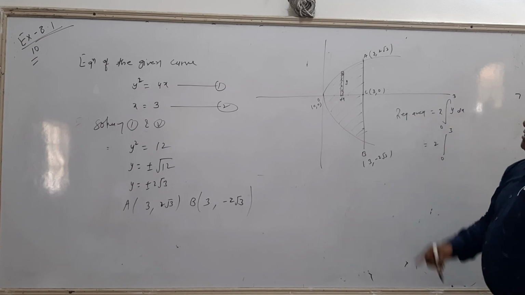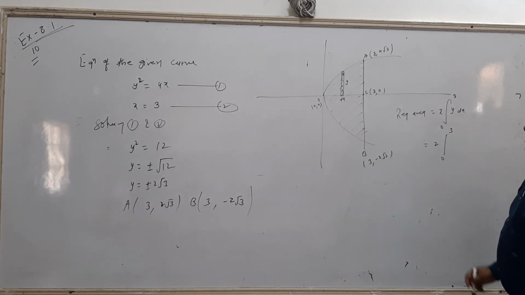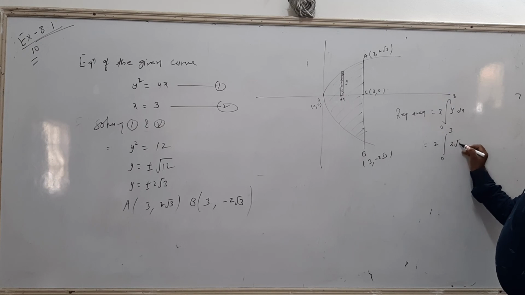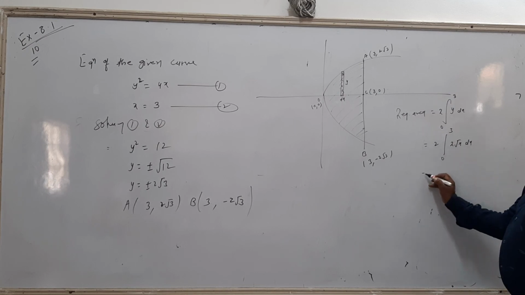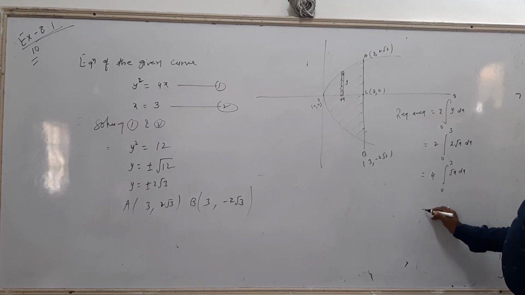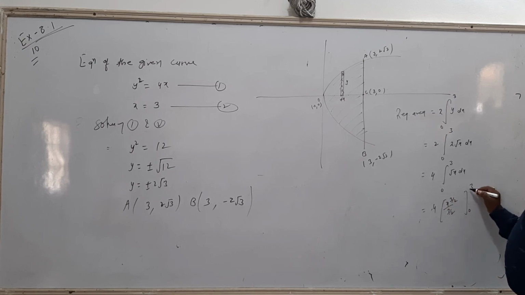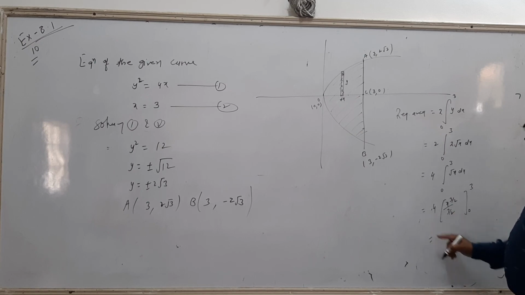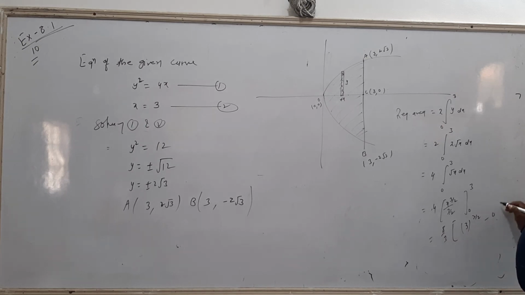What is the value of y from the parabola? Then the value of y is 2 root x. 2 is a constant out of the integration, left root x. What is the integration of root x? Then x to power 3 by 2 upon 3 by 2. And after integration, substitute the limit, then 3 by 2 out of bracket, then 4 2s are 8 by 3, and now substitute the limit, 3 to the power 3 by 2 upper limit minus lower limit 0.